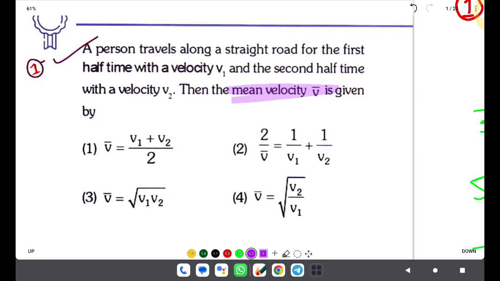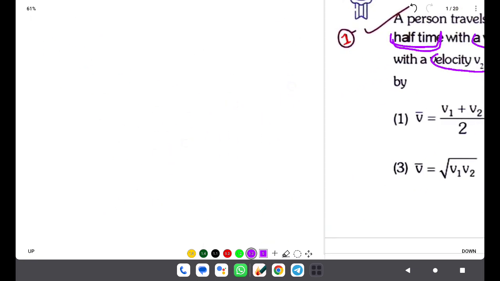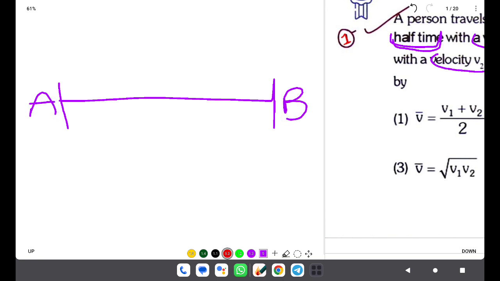The question states a person travels along a straight road for the first half time with velocity v1 and the second half time with velocity v2. For example, a body starts from this point, suppose this point is A, and moves to this point B. It covers a certain distance, we don't know the distance, in t seconds, and the remaining distance also in t seconds.